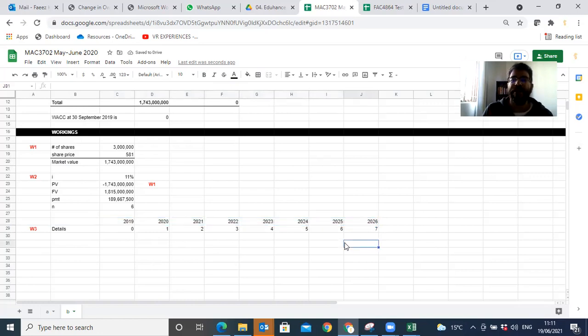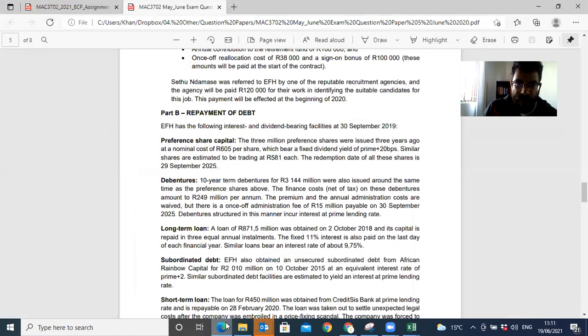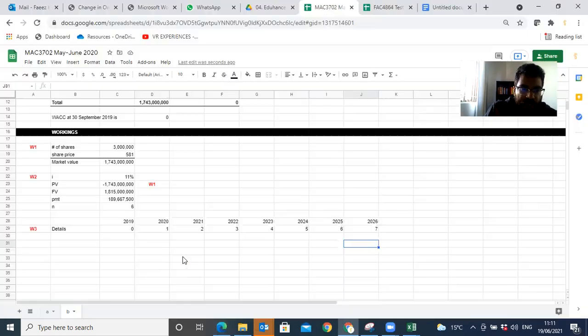So it's a 10-year loan. Let me just see if I'm reading this correct. Yeah. Okay. So there's a 10-year loan. We took out 3 years ago. So therefore, the remaining number of periods must be 7. Okay. So it comes to an end in 2026.